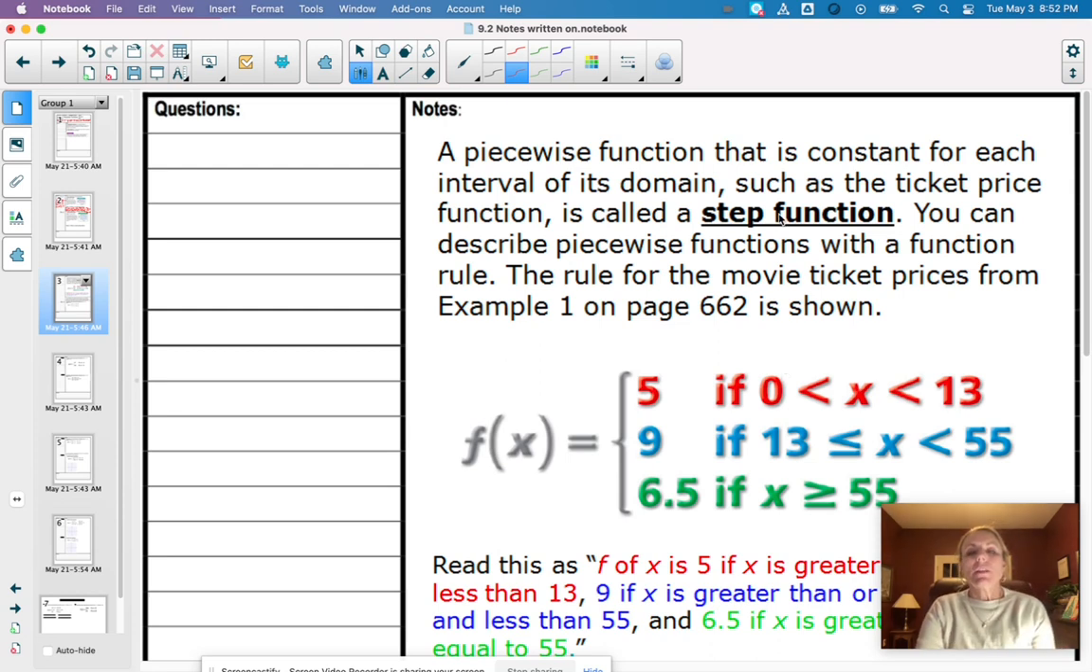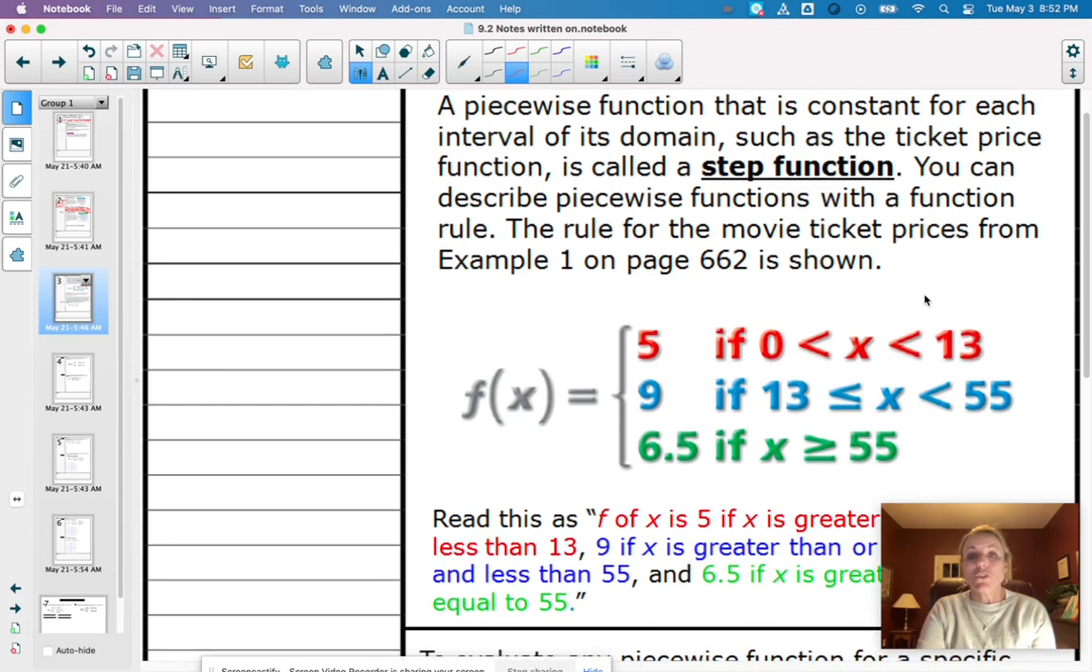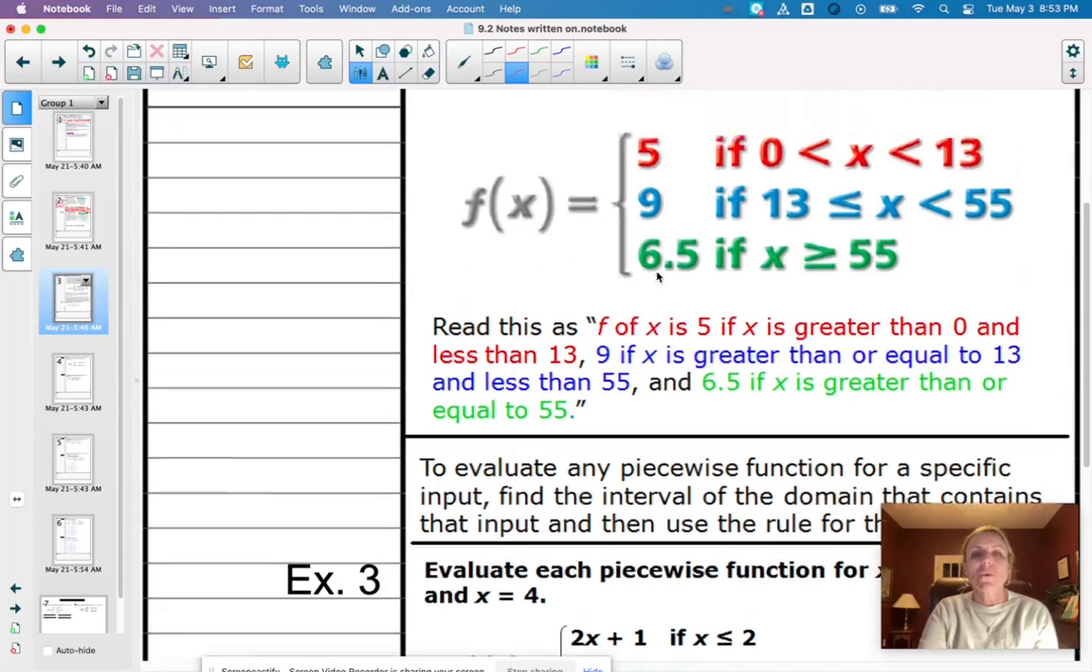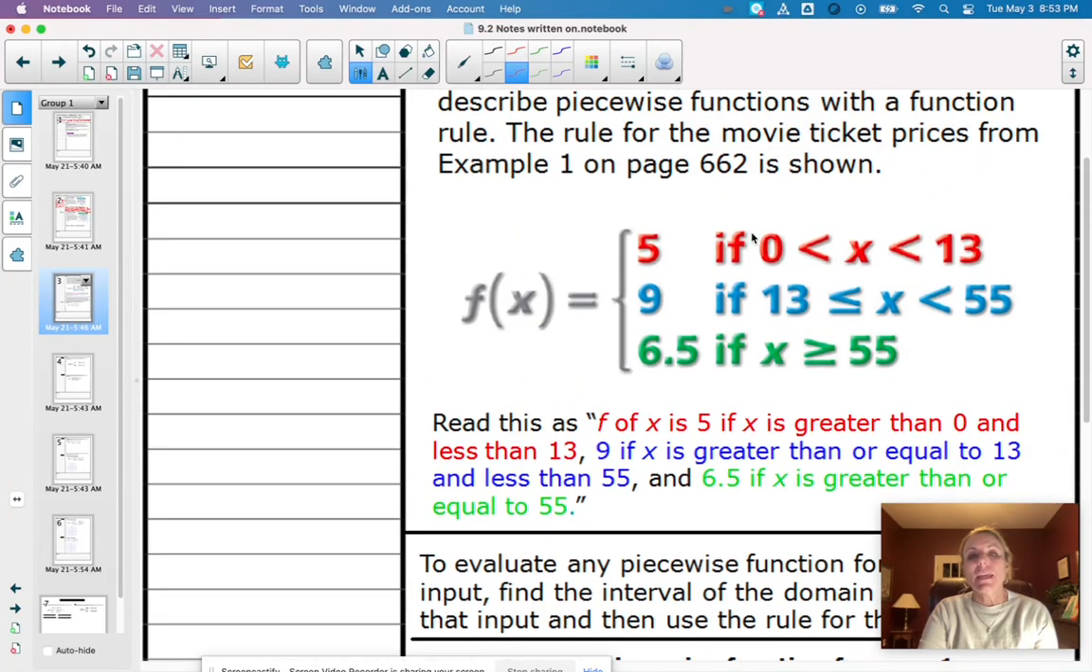A piecewise function that is constant for each interval of its domain, such as the ticket price function, is called a step function. You can describe piecewise functions with a function rule. The rule for the movie ticket prices from example 1 on page 662, that means in the book, is shown. So let's go over it. It's basically saying that if someone is in between the ages of 0 and 13, but not including 13, they will pay $5 to enter the movie.